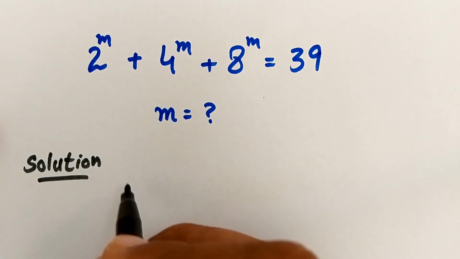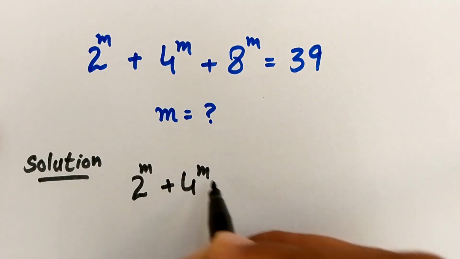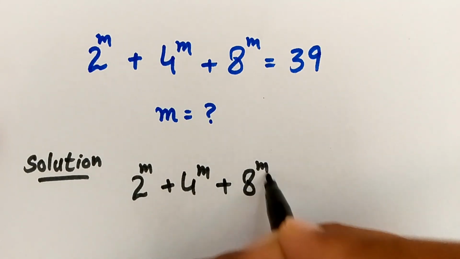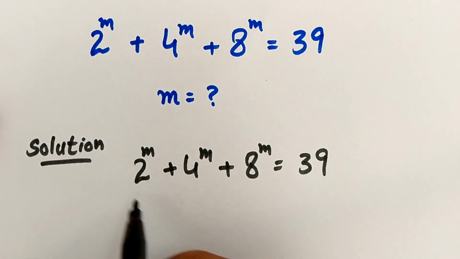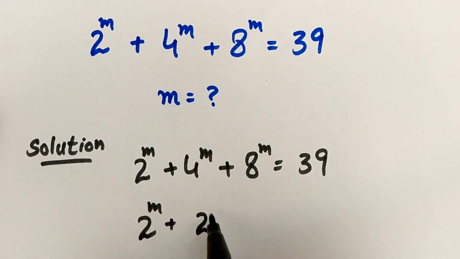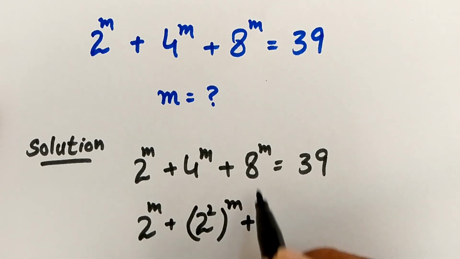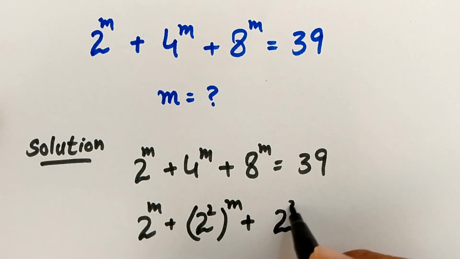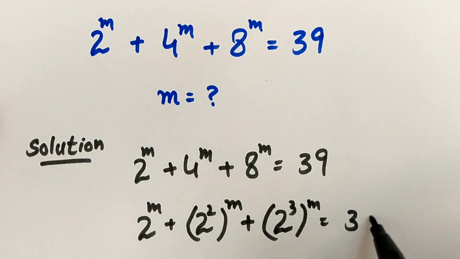The question is 2 to the power of m plus 4 to the power of m plus 8 to the power of m is equal to 39. Now to solve this, 2 to the power of m plus this 4 is equal to 2 square, to the whole power of m, plus 8 is equal to 2 to the power of 3, to the whole power of m, which is equal to 39.